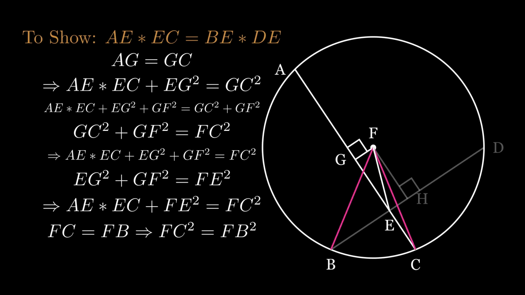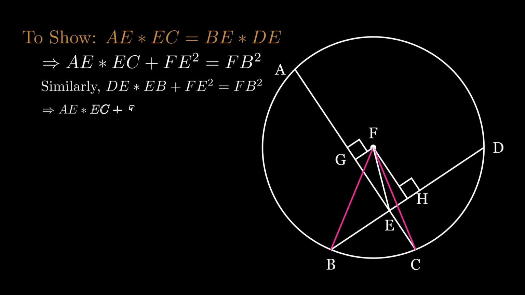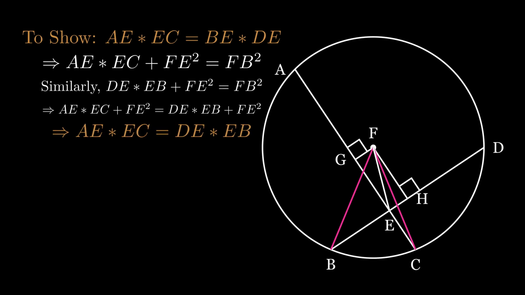FC is equal to FB because they are radii of the same circle. So, finally, AE times EC plus FE squared is equal to FB squared. By the same process, we can use FH and BD to show that DE times EB plus FE squared is equal to FB squared. Then, AE times EC plus FE squared is equal to DE times EB plus FE squared. Subtracting FE squared from both sides says that AE times EC is equal to DE times EB.